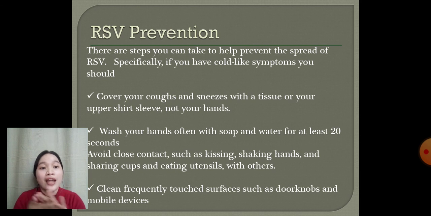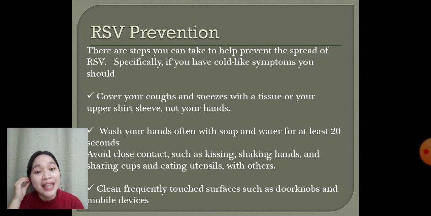Wash your hands often with soap and water for at least 20 seconds. Avoid close contact such as kissing, shaking hands, and sharing cups and eating utensils with others. Clean frequently touched surfaces such as doorknobs and mobile devices. So we need to keep ourselves hygienic, always clean, more specifically our doorknobs and mobile devices at home, because that's where bacteria and viruses usually thrive.